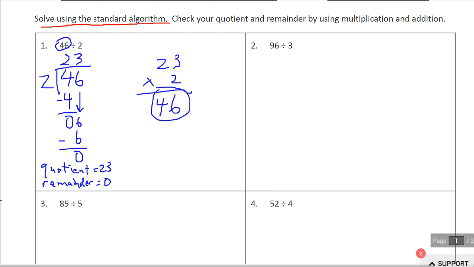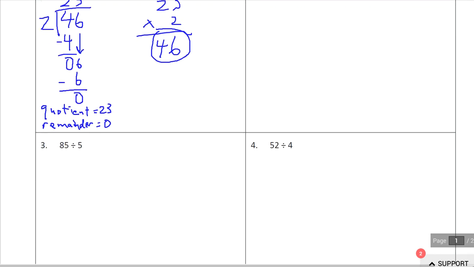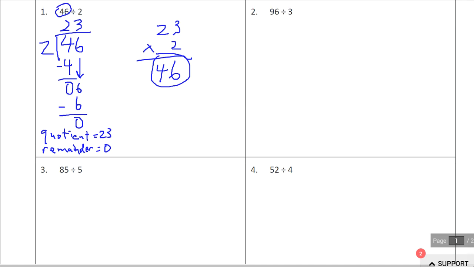All right, let's skip down to number 3. And the ones I'm skipping, when I hit pause, you're going to go ahead and fill those in. But let's skip down and do number 3 right now. Okay. And number 3 is 85 divided by 5.